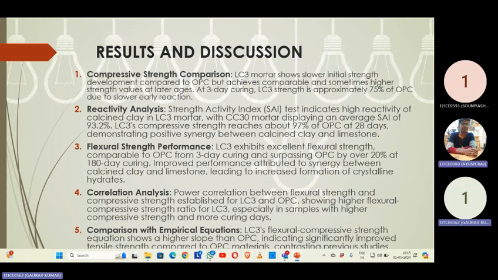Fourth point is correlation analysis. A power correlation between flexural strength and compressive strength was established for LC3 and OPC, showing a higher flexural to compressive strength ratio for LC3, especially in samples with higher compressive strength and more curing days. Fifth point is comparison with empirical equations. LC3 flexural-compressive strength equations show a higher slope than OPC. Next slide.